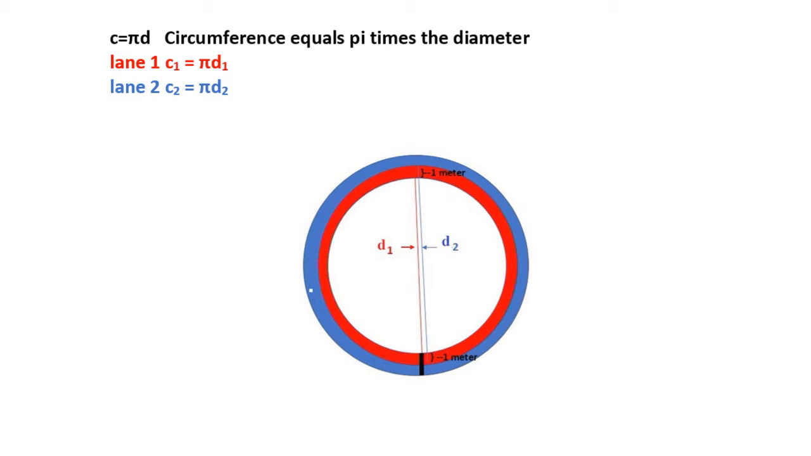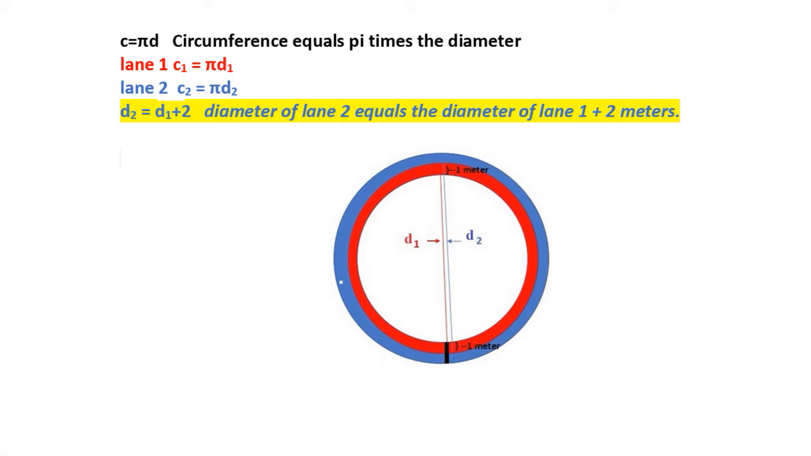So we have two circumferences. We have the one in red, which the circumference of lane 1 is pi times diameter of lane 1. Circumference of lane 2 is pi times diameter of lane 2. You'll also notice a couple of things about meters there that make this problem a little bit easier. Because when you start comparing the diameters, the diameter of lane 2 is 2 meters longer than the diameter of lane 1. The meter at the top, the meter at the bottom.